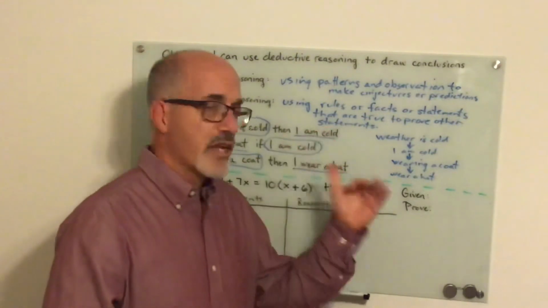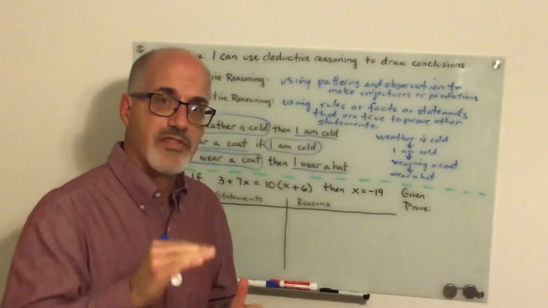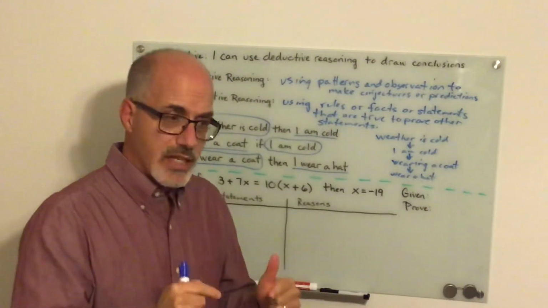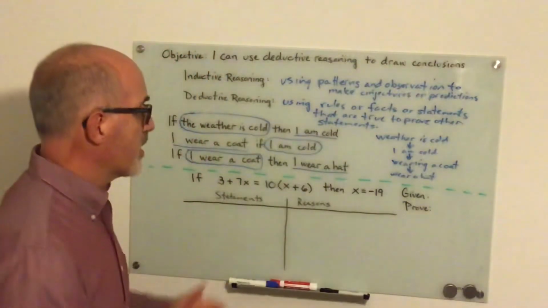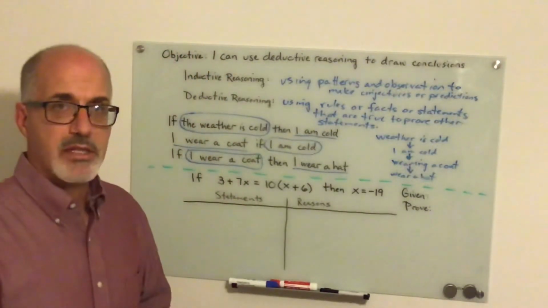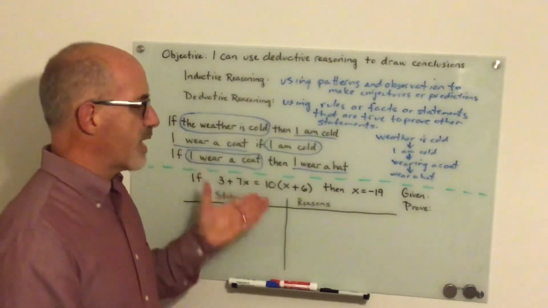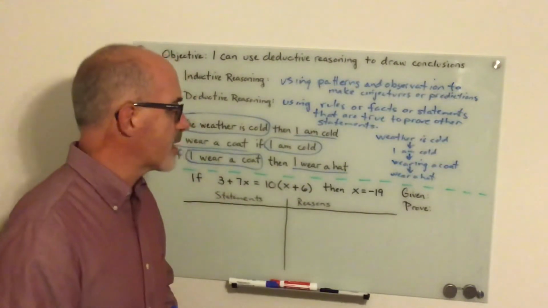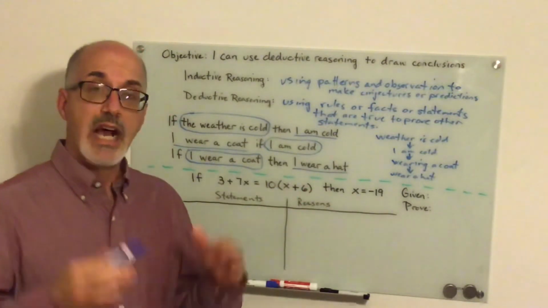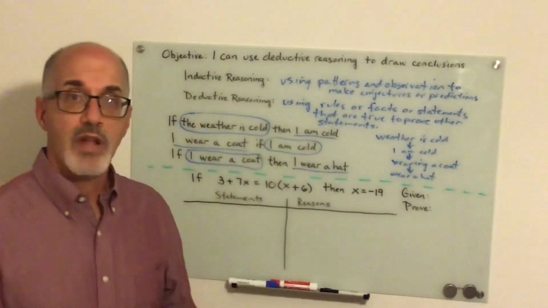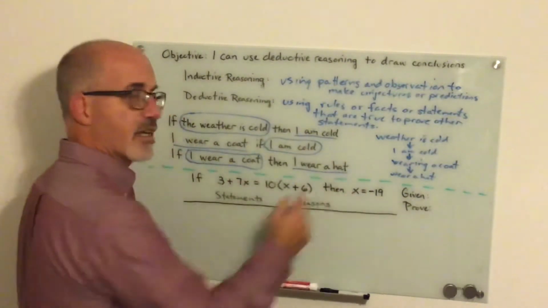So that's what logical thinking is: it has all of the steps filled in so that things lead to each other and we can draw conclusions. Let's do that with a mathematical statement. This algebraic statement here: if 3 plus 7x equals 10 times the quantity x plus 6, then I can conclude that x equals negative 19. I want to prove that's true logically through steps, that if I start with this, I can conclude that.